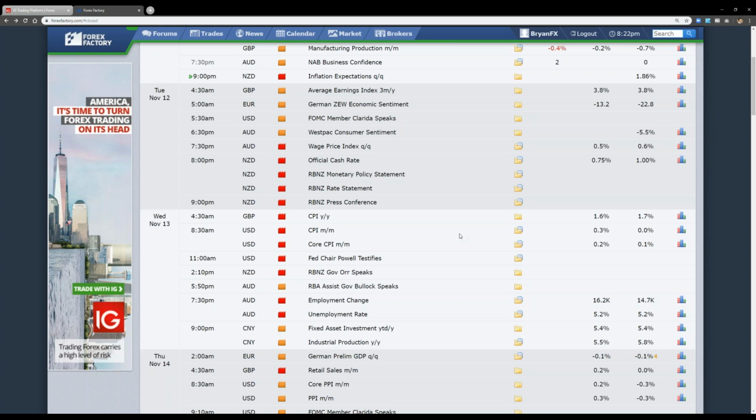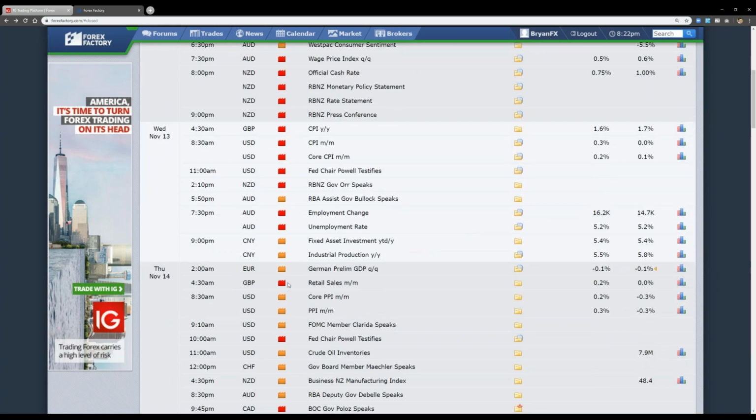And again, 7:30 at night, that's where we have the unemployment change and the unemployment rate coming in. Again, two great releases. They're kind of stacked on top of each other, so it's considered one release. It's Australia's version of non-farm payroll, which is by far the most influential monthly release that is out there. All right, so again, great for the Australian dollar traders.